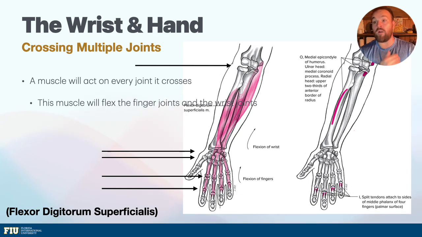So again, when a muscle sits on the anterior side of our body and crosses the elbow joint, we know that it does flexion of the elbow as well. So we can see that this particular forearm muscle not only controls all the fingers, as the name flexor digitorum superficialis would suggest, but it also crosses the wrist, helps to flex the wrist, and it crosses the elbow, so it helps to flex the elbow as well.